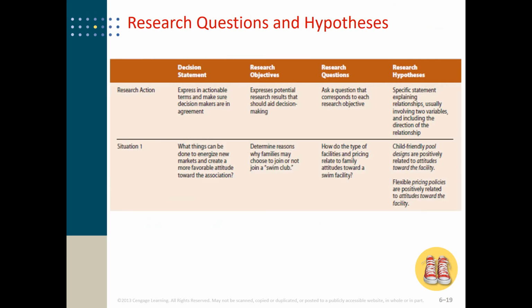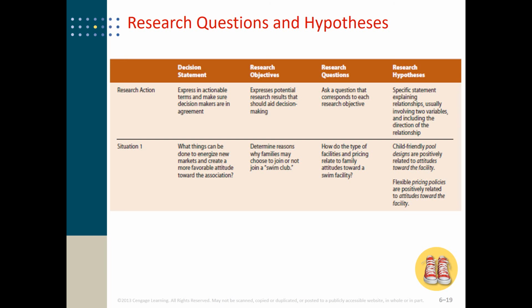Let's come back to our example of that swimming facilities. If you can remember that the decision statement written was, what things can be done to energize new markets and create a more favorable attitude towards the association. So that was decision statement. Now we need to translate it into research objective. So what can be a research objective? Determine reasons why families may choose to join or not to join a swim club.